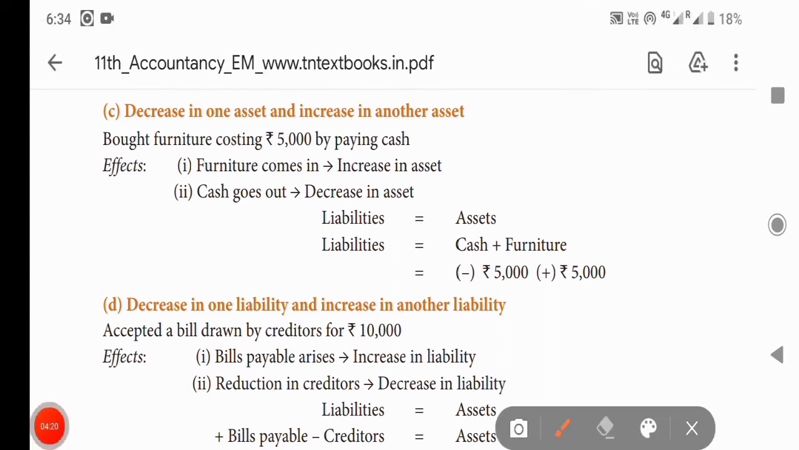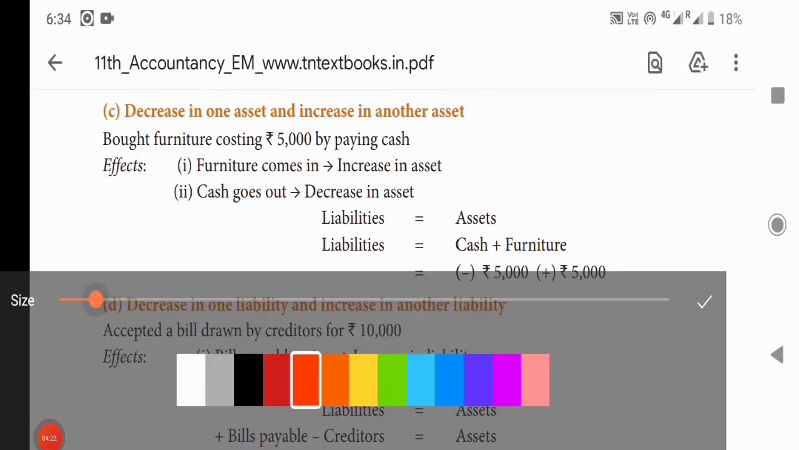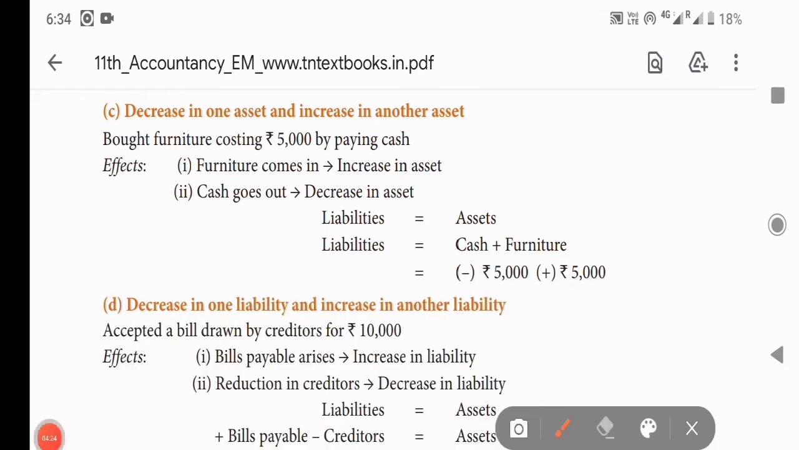Next one is decrease in one asset and increase in another asset. What is decrease in one asset and increase in another asset? For example, bought furniture costing rupees 5,000 by paying cash. What are we purchasing? Furniture, for rupees 5,000. How? By cash transaction or credit transaction? We are paying cash and we are purchasing the furniture.